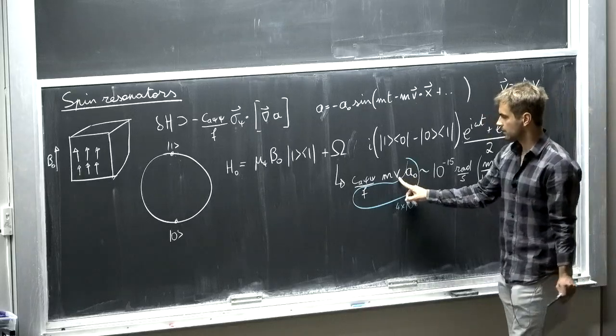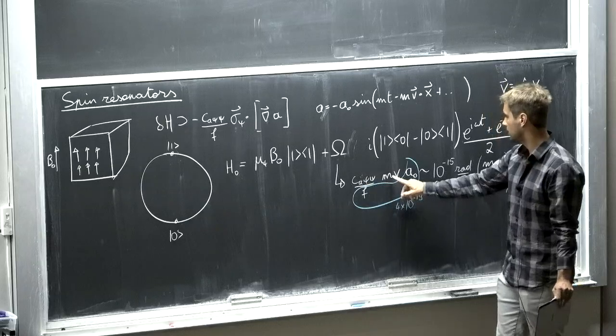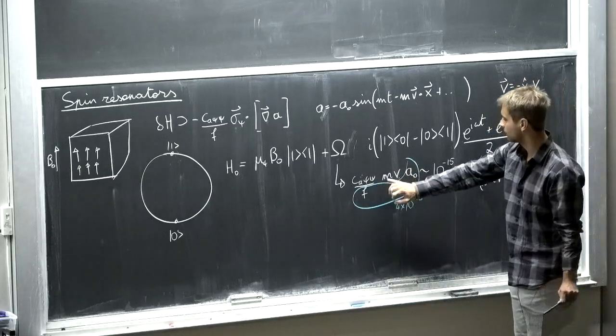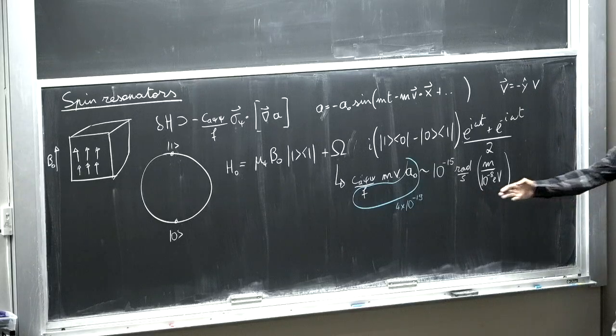And this is 10 to the minus 3 c. This is assumed to be an order 1 number. So it's basically 10 to the minus 22 times this mass. And that gives you 10 to the minus 15 radians per second.